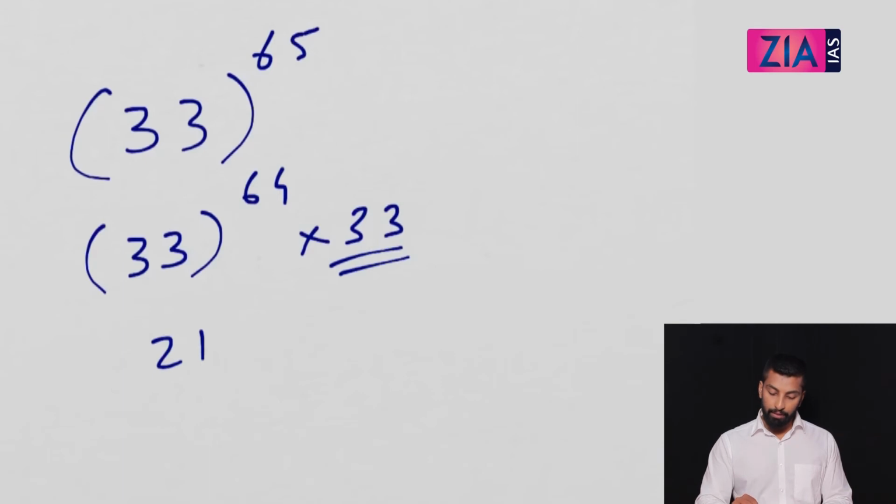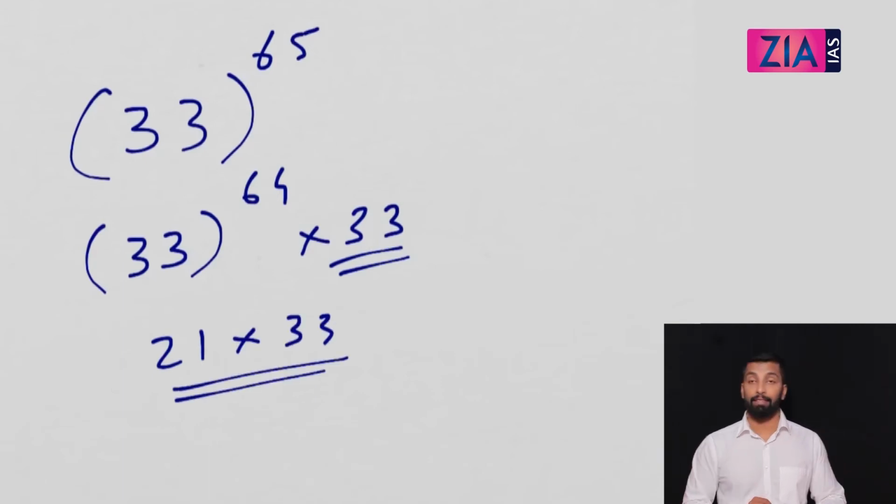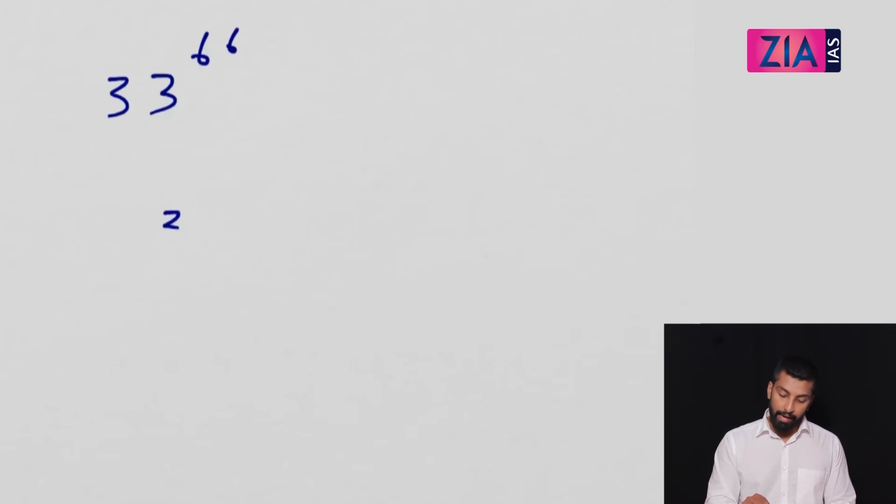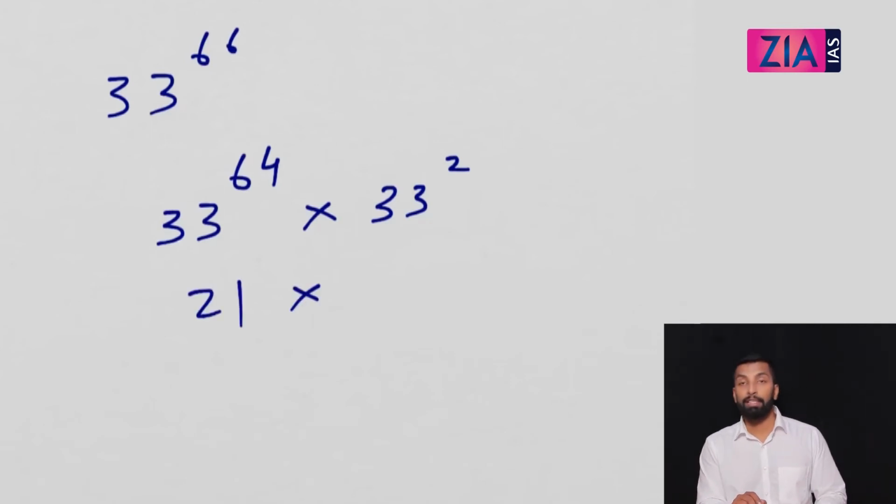Now this is the last two digits, so 33, you multiply, you can get the answer. That becomes difficult, but still you can find it. You will not get this question in your paper. So what if this is 33 raised to 66, then you will write it as 33 raised to 64 into 33 square, and this you got the answer as 21. 33 square last two digits is what I need.